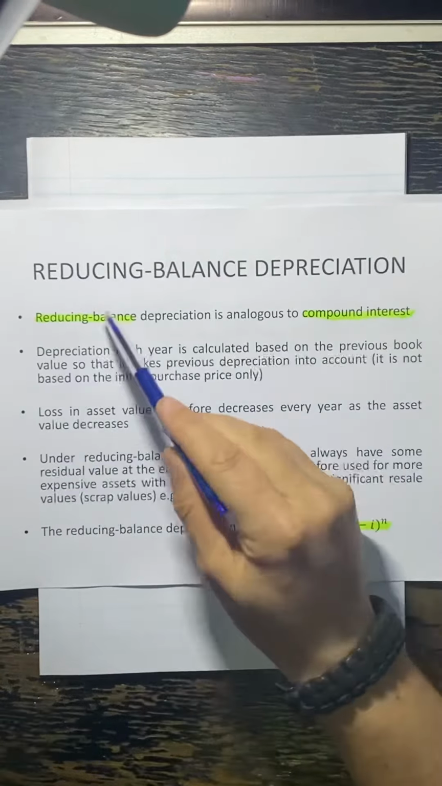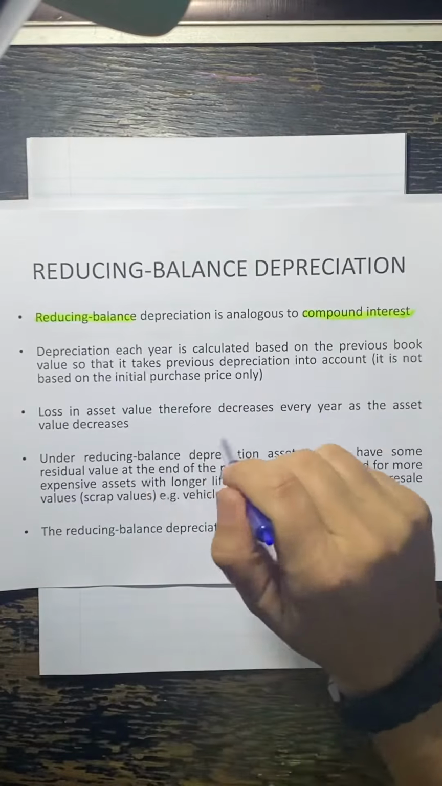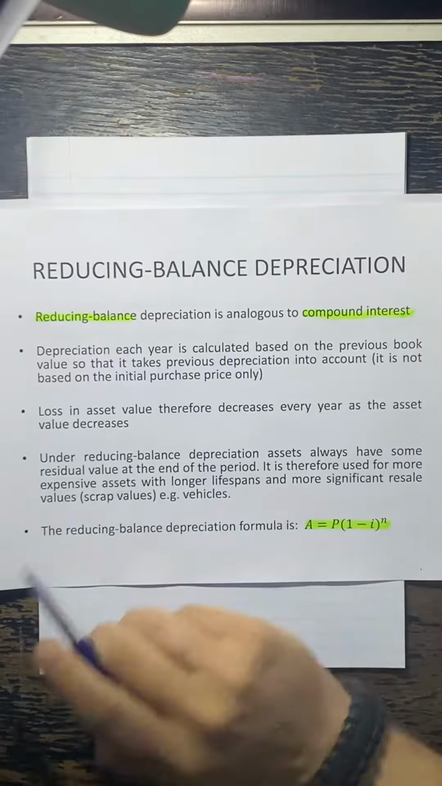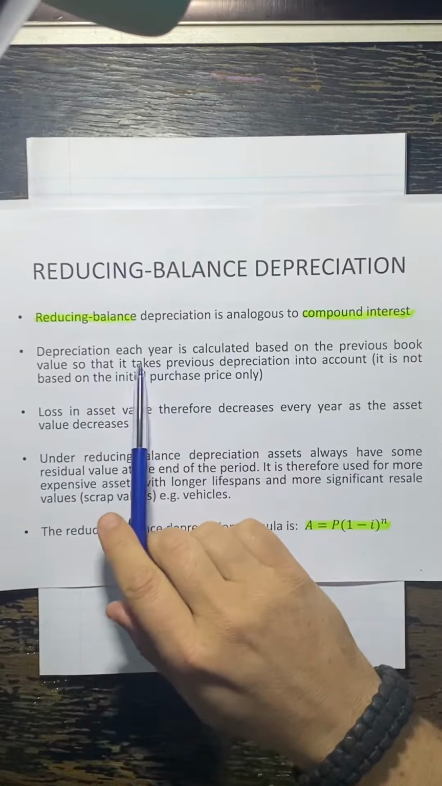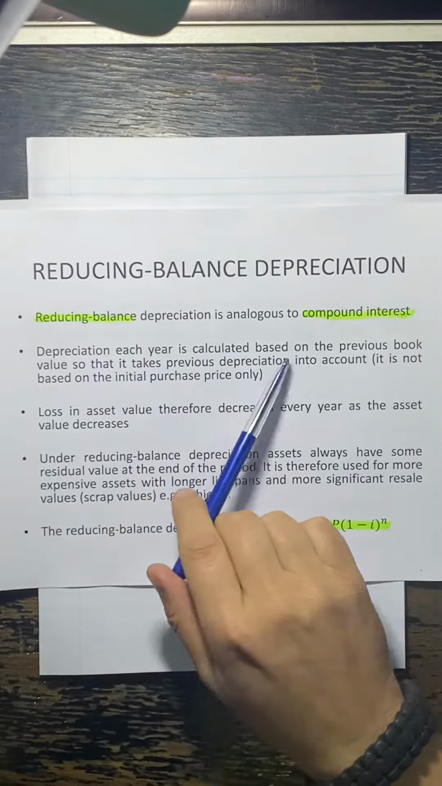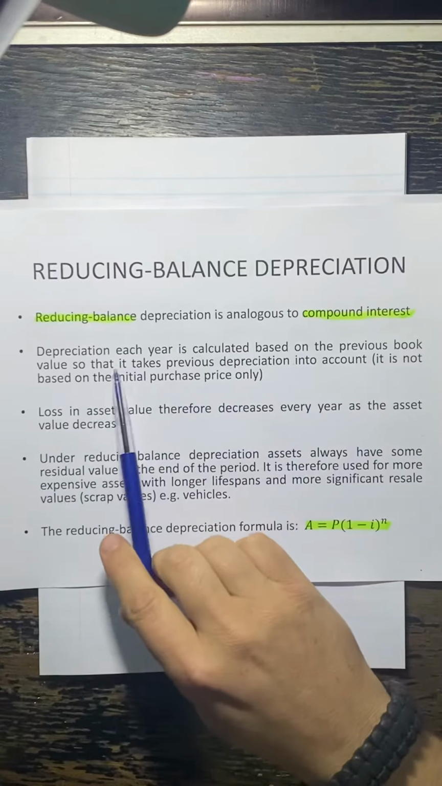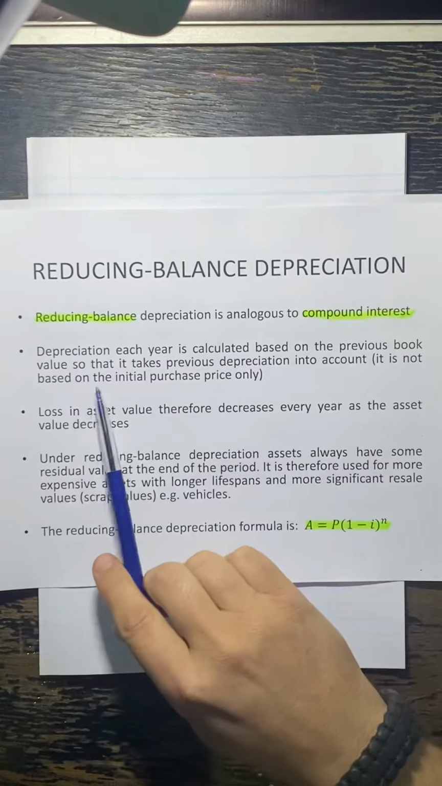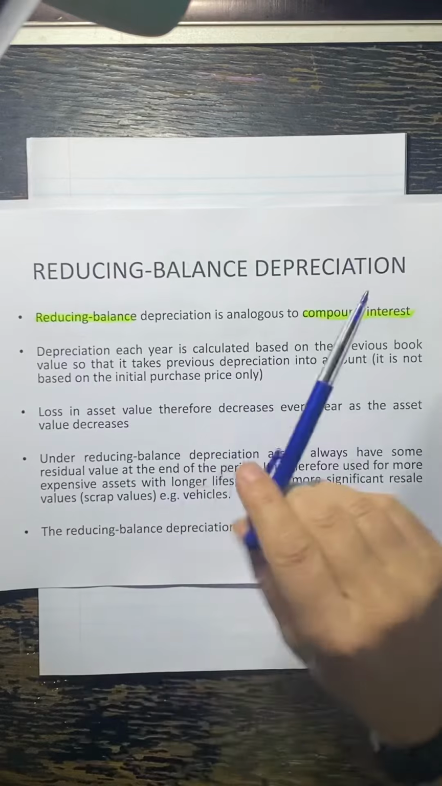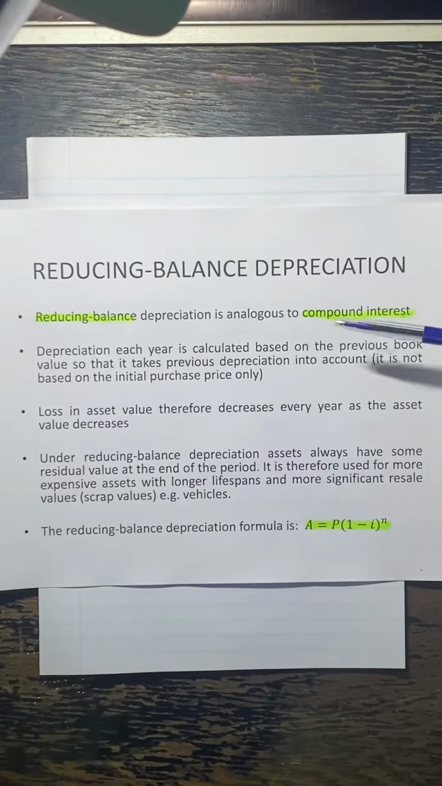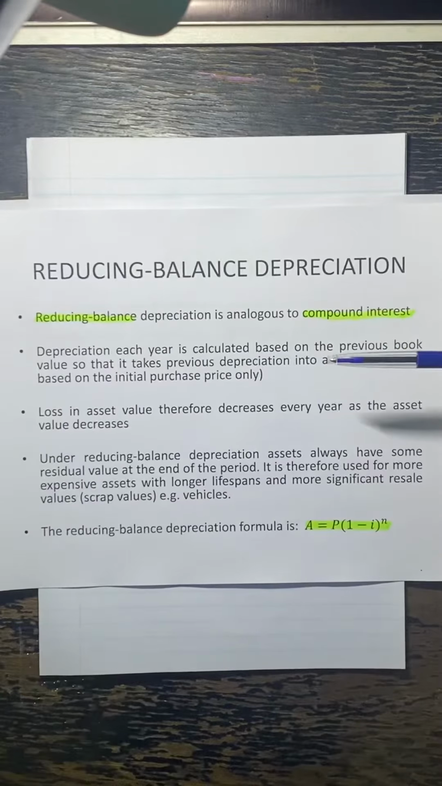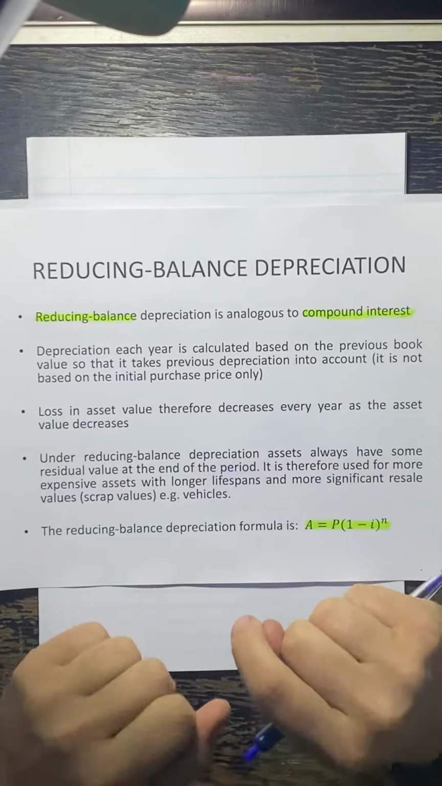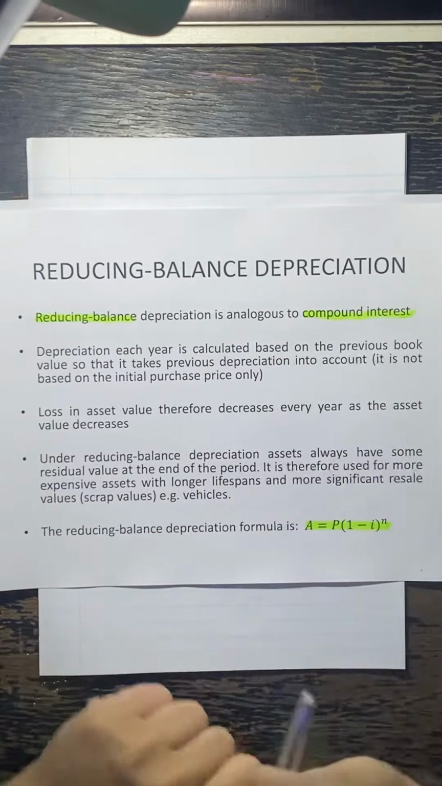So if they say reducing balance, all you have to do is look on the formula sheet for your compound interest and then just change the plus to a minus. Depreciation each year is calculated based on the previous book value so that it takes previous depreciation into account. It is not based on the initial purchase price only. This is the same as your normal compound interest. If you had to invest with it, you get interest on your interest. So basically here, you're getting depreciation on your depreciation.